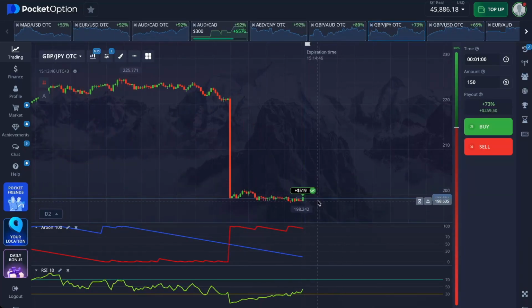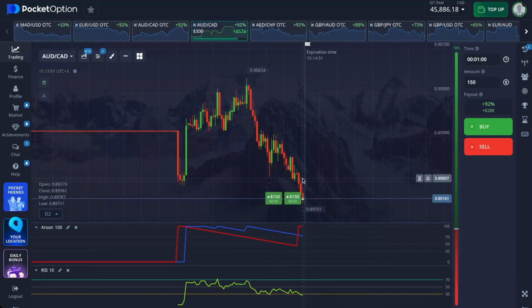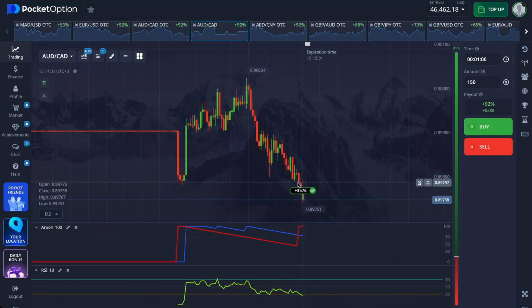Yes, the next two trades also closed with a good profit. And let's take a look at the remaining two trades. These, I believe, will be the 5th and 6th trades. Excellent. Here as well, $576, all closing in profit.